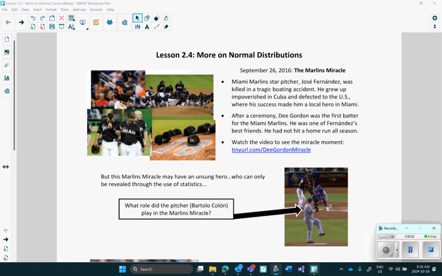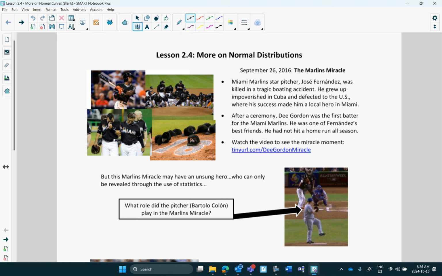Okay, so we've been talking about normal distributions. And remember, a normal distribution looks like this when you graph it. You've got a horizontal axis, and then you've got a bell curve. And the peak of the normal distribution is in line with what of the data?